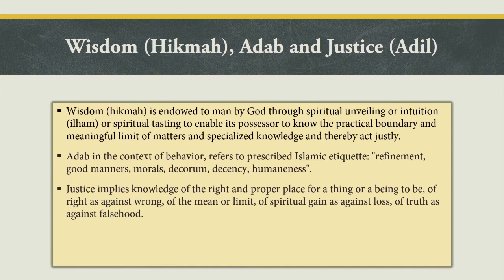Wisdom, adab, and justice. Wisdom is endowed to man by God through spiritual unveiling or intuition or spiritual testing, to enable its possessor to know the practical boundary and meaningful limit of matter and specialized knowledge and thereby act justly. Adab, in the context of Arabic, refers to prescribed Islamic etiquette, refinement, good manners, moral decorum, decency, humaneness. Justice implies knowledge of the right and proper place for a thing or a being to be, of right as against wrong, of the mean or limit, of spiritual gain as against loss, of truth as against falsehood.